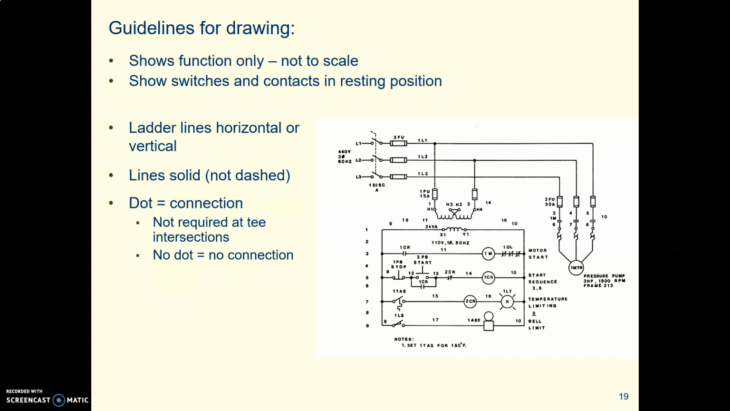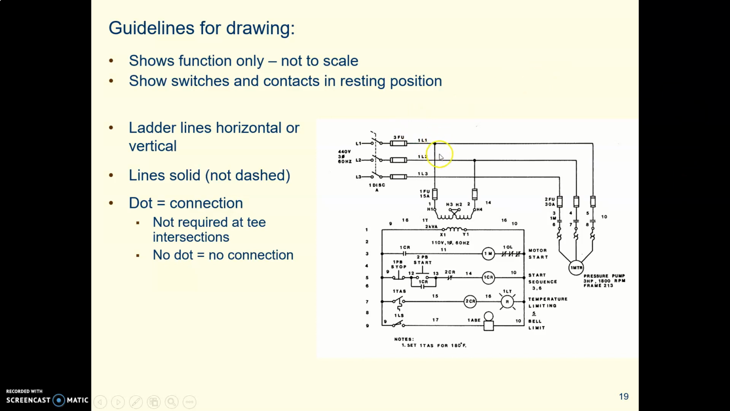For the most part, these lines are all horizontal or vertical, except for a few exceptions connecting to the motor and connecting to the transformer. But the other lines have vertical lines and horizontal lines. And we always use continuous lines, no dashes or phantoms or hiddens, continuous lines. And then where a connection occurs, we make a dot.